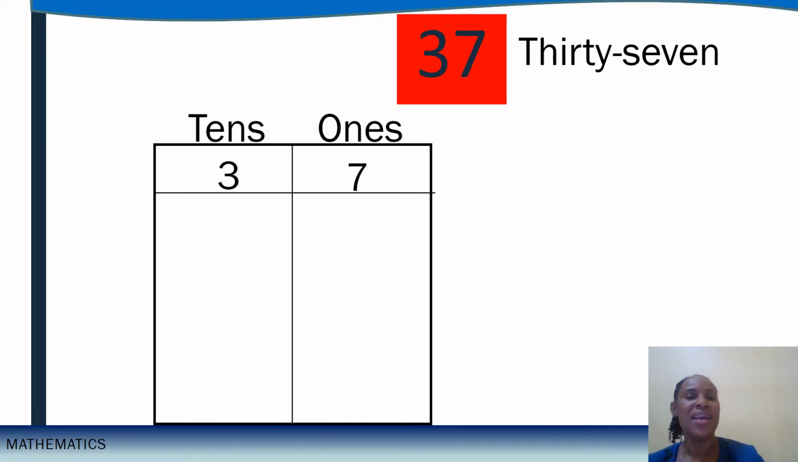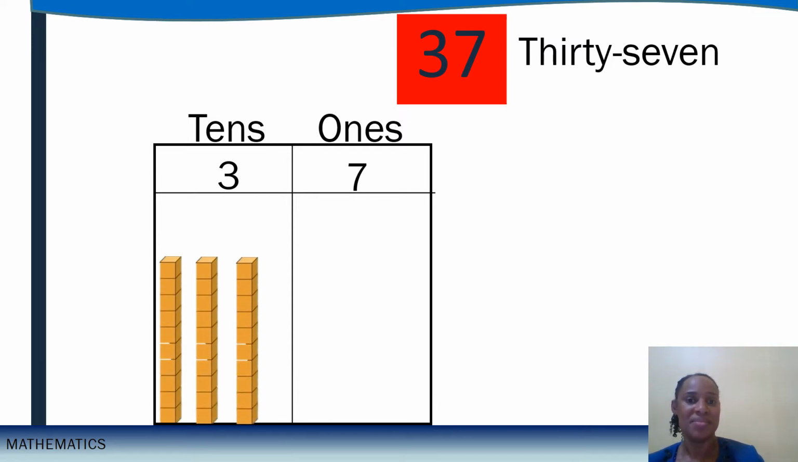Look at how we can use base 10 blocks to show 3 tens and 7 ones. And so for 3 tens, we will use 3 longs. You got that. 3 longs. Remember now, each long represents 10, and 3 tens are 30.